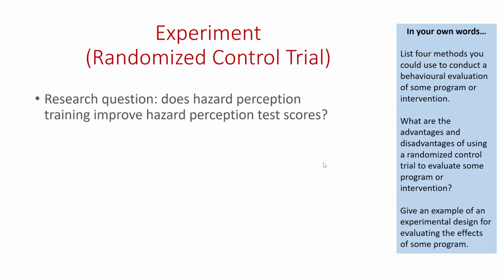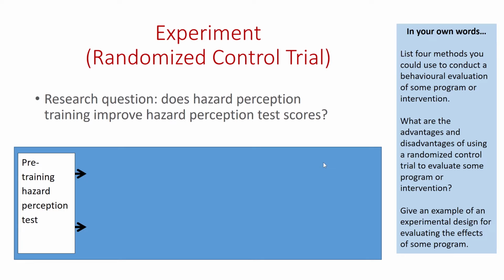We're currently doing a lot of research on this. One of the key questions I'm always interested in is, does this hazard perception training actually improve hazard perception test scores, and as a result, hazard perception during real driving? This is a sort of study that we're currently running, and it comes in lots of different forms, but here's just one example for you. What we might do is recruit a load of drivers and give them a hazard perception test. This measures their hazard perception in driving.